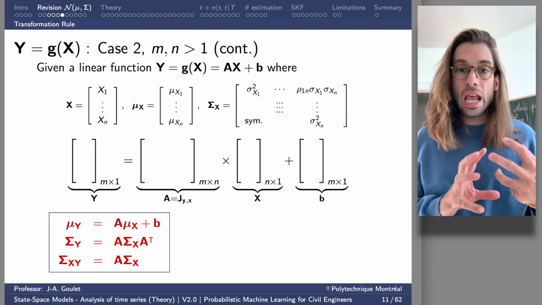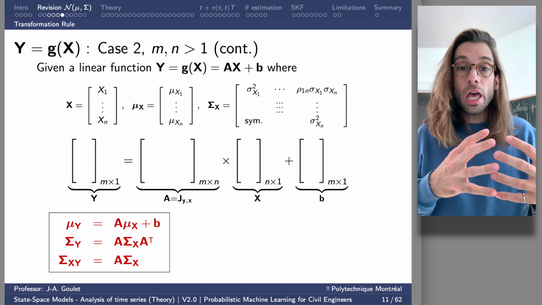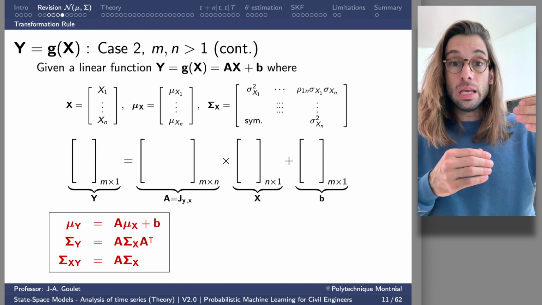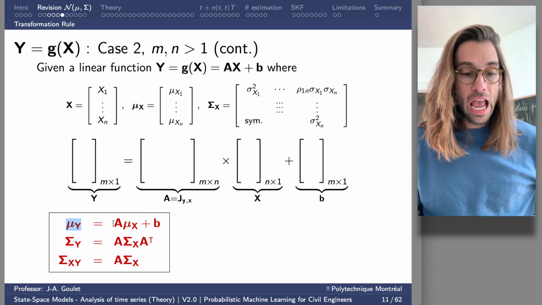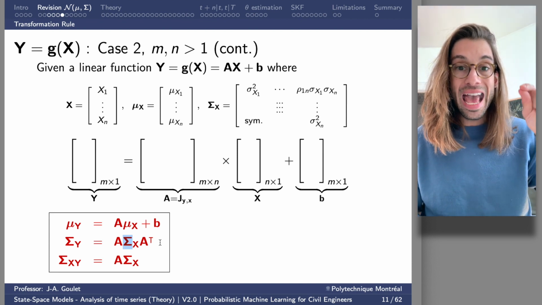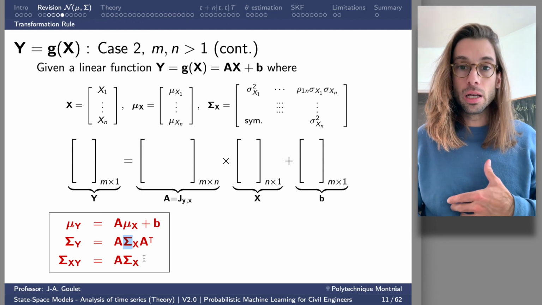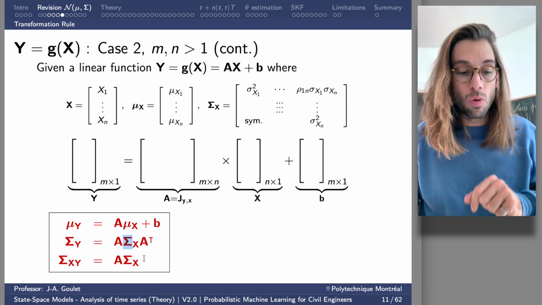Okay, so in the case of a linear model of random variables, I can obtain an analytical formulation to propagate through these linear functions the uncertainty about my input variable. So in this case, the expected value for y is A mu x plus b. The covariance for y is A covariance for x A transpose. My cross covariance, so the covariance between the x vector and the y vector, is going to be obtained by doing A times sigma x. That represents the dependency or the covariance between the x vector and the y vector.